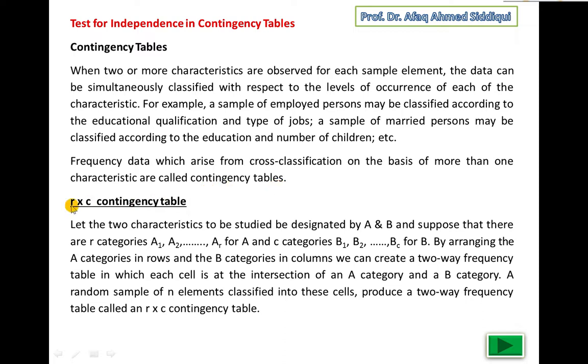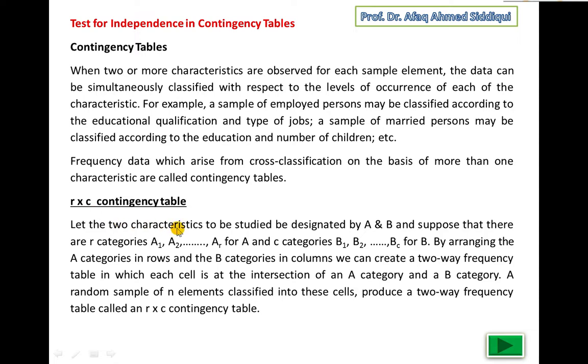Okay. An R into C contingency table means rows and columns. R represents the rows and C the columns. If we represent one characteristic in rows and another characteristic in columns, the table will be an R into C contingency table, with R rows and C columns.